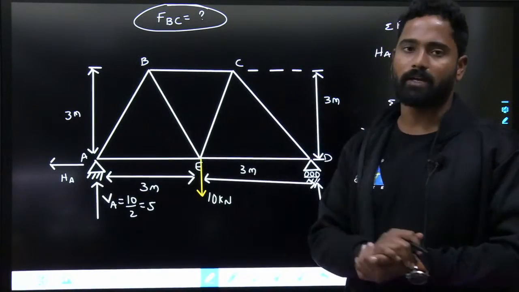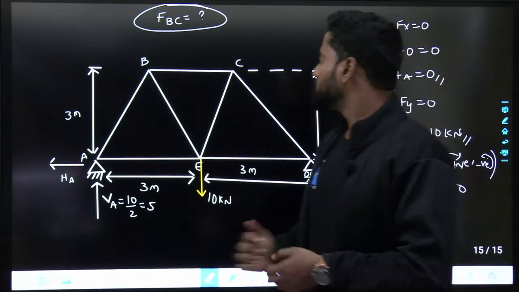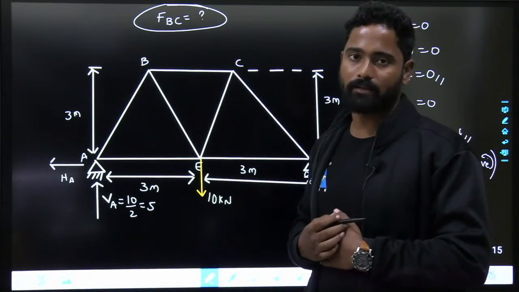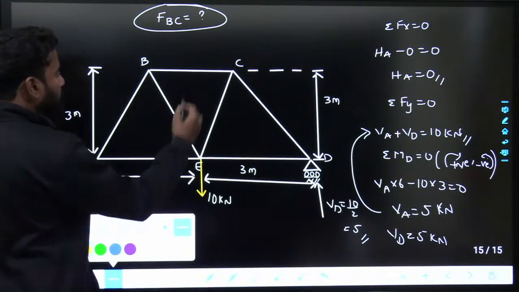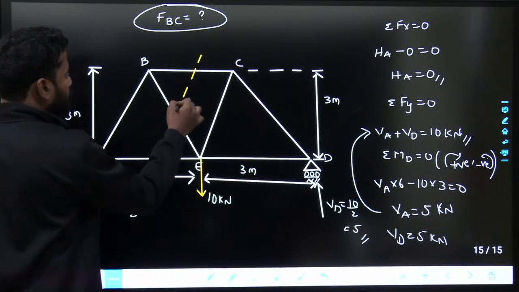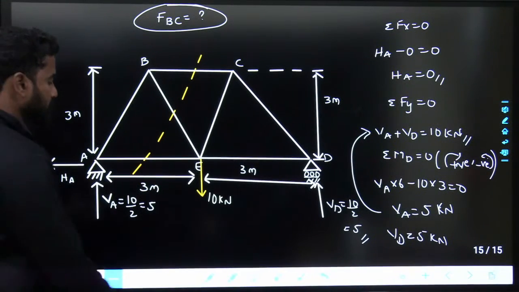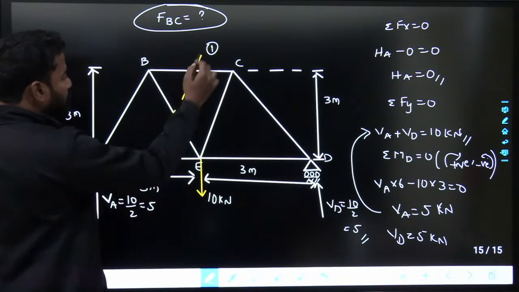First step is completed. Next step, you have to cut the truss. You can cut like this or like this, it's up to you how you cut. The idea is you have to make sure that you are cutting only 3 members and the truss is divided into 2 parts. Fine, I'll cut something like this.